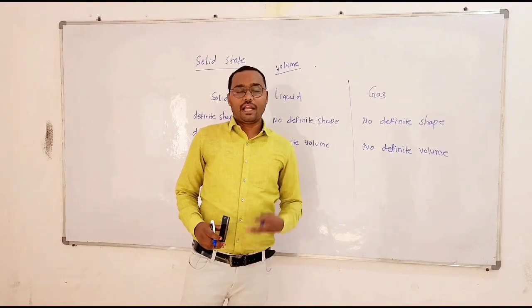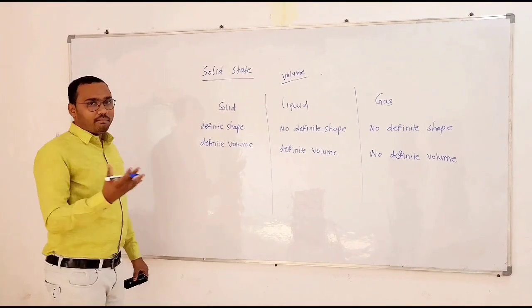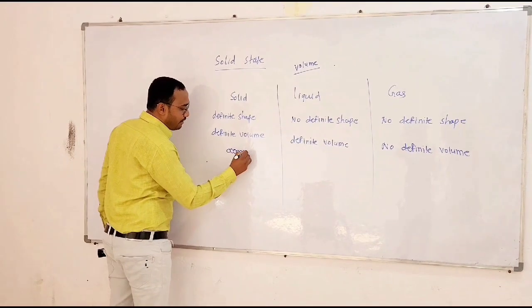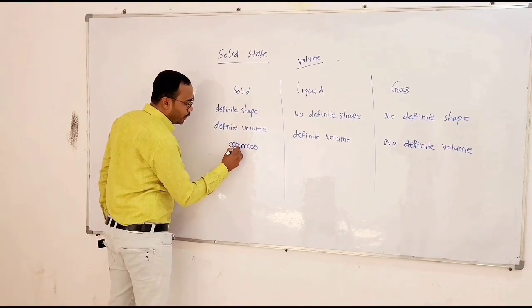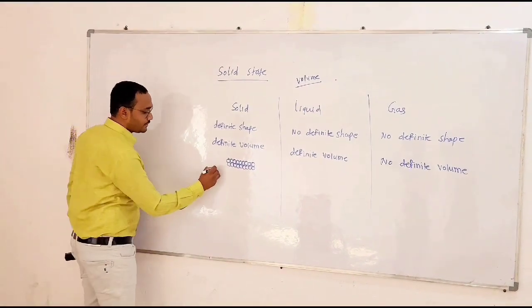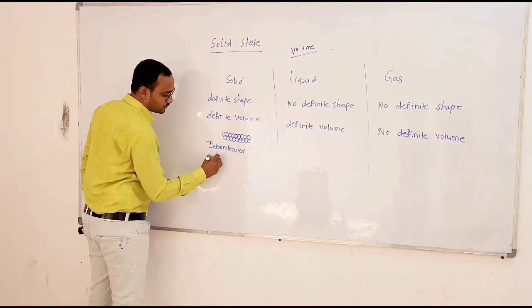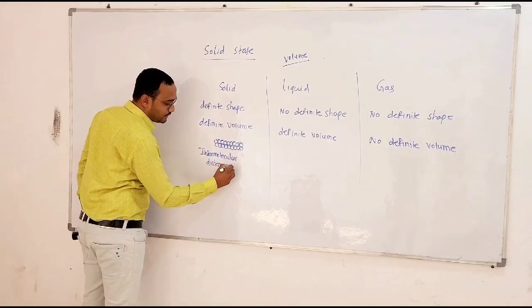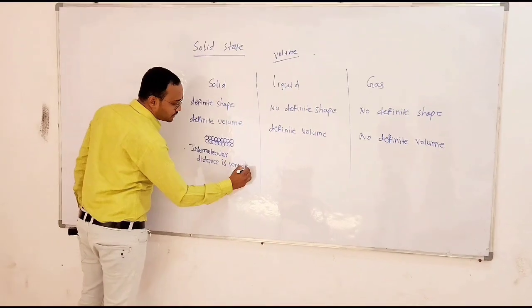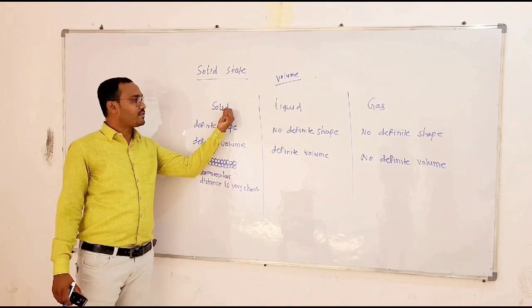Then what are the other criteria to define a solid state? We also see that microscopically the constituent particles of solid states are really closely packed. That means the intermolecular distance in solid state is very short. That means the distance present between two molecules or two particles of solid state is very short.